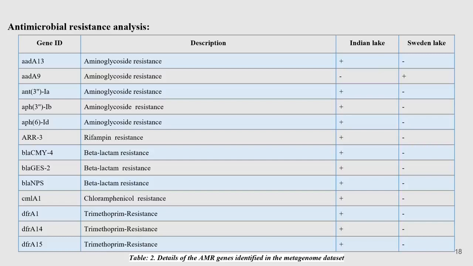In Indian metagenomes, 7 AMR genes providing resistance to macrolides, 5 genes providing resistance to trimethoprim, 4 genes providing resistance to aminoglycosides, 3 genes providing resistance to beta-lactams, 2 genes providing resistance to sulfonamides, 1 gene providing resistance to chloramphenicol, and 1 gene providing resistance to rifampin were observed in the Indian dataset. The details of AMR genes and their resistance are given in table 2.